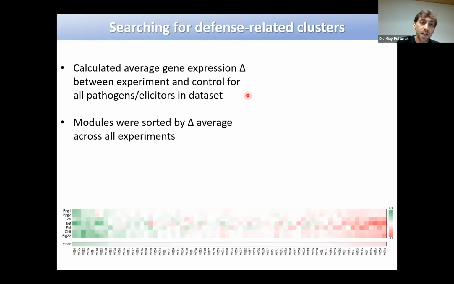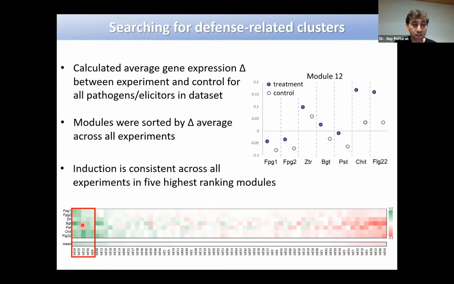So to do this, we calculated the average gene expression delta between each experiment and its control for all the different pathogens in the data set per each module. And we then sorted these modules by the average delta across all experiments. So basically, the top ranking modules are the ones which include genes which are the most highly induced by pathogens. And if you look closer at these modules, you can see that the induction is consistent across all different experiments, which shows that these genes are not involved in a response to a specific pathogen, but more of a general defense response.